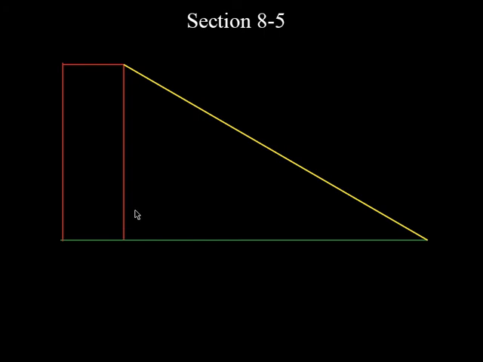Assuming that the building is vertical and the ground is horizontal. It's not always a safe assumption, but that's what we're assuming on these problems, that the building would be vertical and the ground would be horizontal. This is our line of sight right here. So this angle right there, they call the angle of elevation.